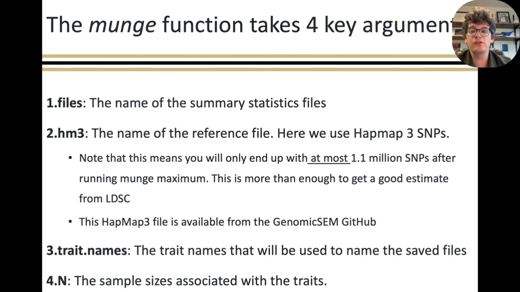Some people have reached out expressing concern because they may have, say, 10 million SNPs in their GWAS file before running munge, and then it gets subset down to this much smaller subset of 1.1 million SNPs. But that's not something to be concerned about. That's as intended and based on the observation that 1.1 million SNPs is more than enough to get a good estimate of the LD score regression equation. The third argument is the trait names, so how you want those traits to be named in the files that are output from munge. And finally, the fourth argument is that tricky one, which is the sample size associated with the traits.